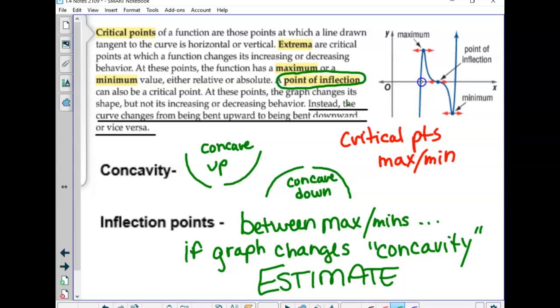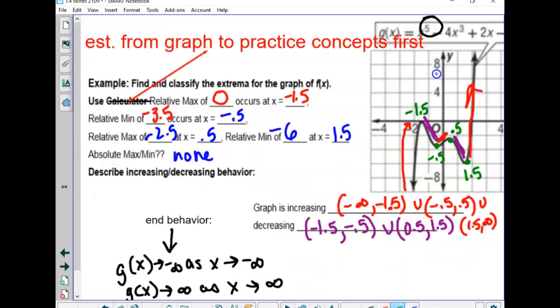Now, on this graph, between this maximum and this minimum, do you see that it changed bending, the direction it was bent in the middle there somewhere? Now, does every graph change in between a max and a min? Let me erase all this for a second. Anybody know what this bend would be? Yes, that's all concave down.